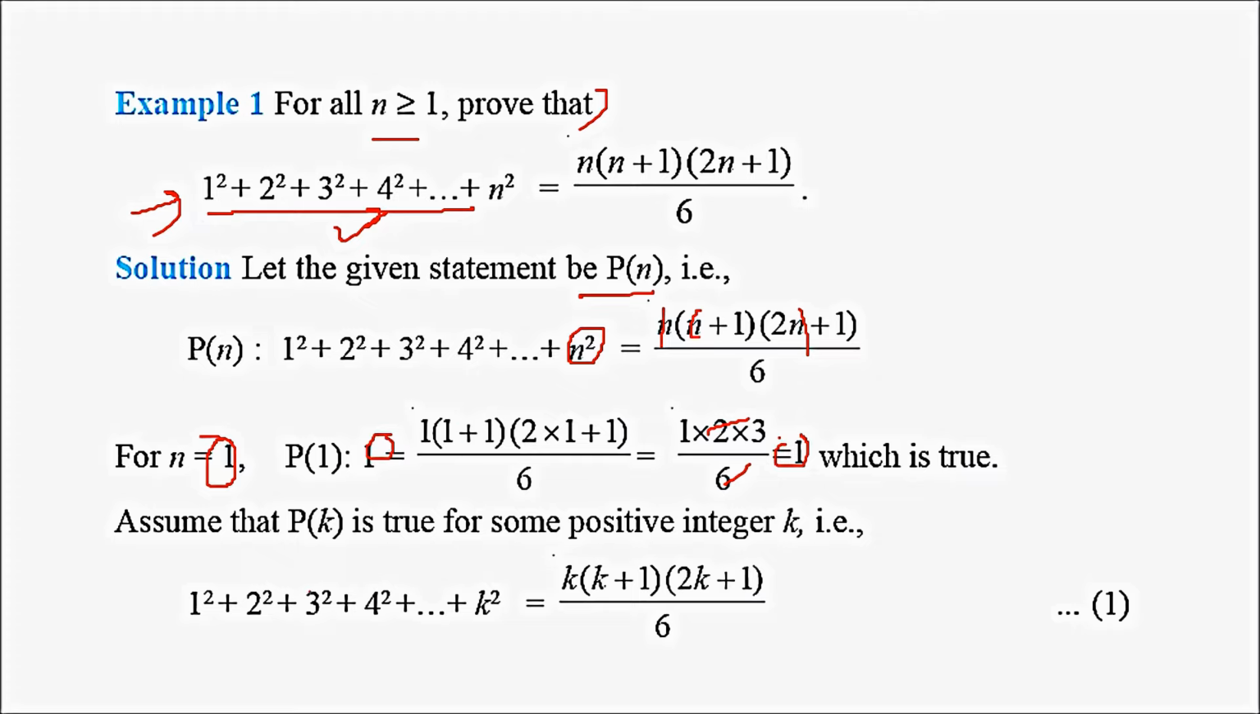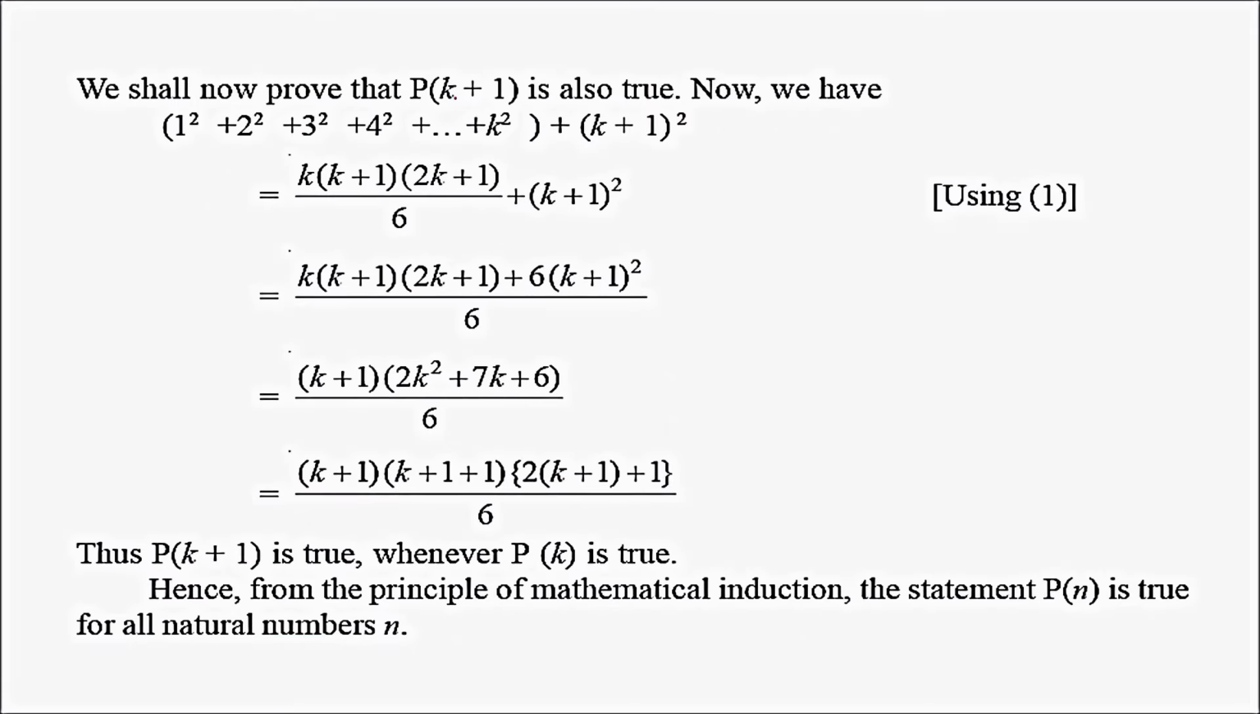Then next is the inductive hypothesis or induction step. We assume that Pk is true for some positive integer k. So 1 squared plus 2 squared till k squared is equal to k(k+1)(2k+1)/6. We assume it to be true for k. What about k plus 1? So this is the sum up to k. We are just adding one more element, that is (k+1) squared, and the same we have to add on the right side.